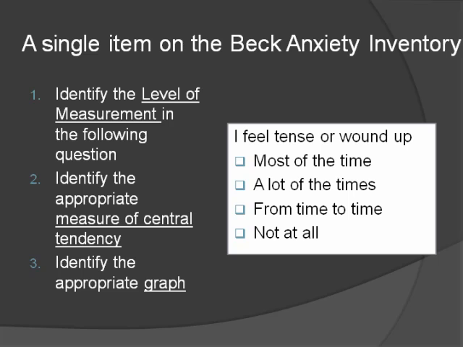Okay. As we've talked about in the past, single items included on Likert scales are going to be considered by most people to be ordinal levels of measurement. So we see a rank order. These are different categories, but there's rank orders to them. Most of the time it's more severe than a lot of the time, and a lot of the time more than from time to time. So there's a ranking, but we can't say that there's equal numbers between each of these different groups, or there's equal spacing between each of those groups. So it's just ordinal, and that's what it is.